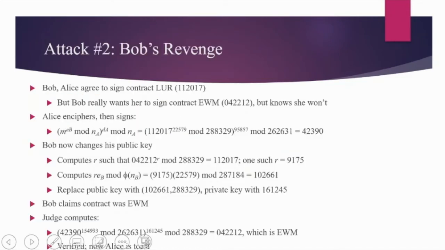Okay, now let's see how Bob will take revenge from Alice. Alice agreed to sign this contract, LUR. This is the contract which Alice will sign for Bob. But Bob wants her to sign this other contract, and he knows that Alice will never sign it. So what to do?